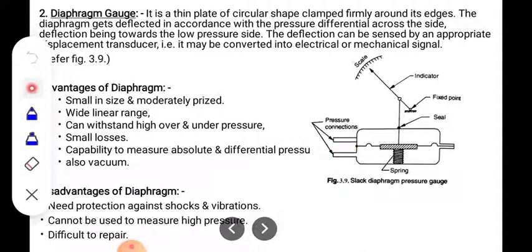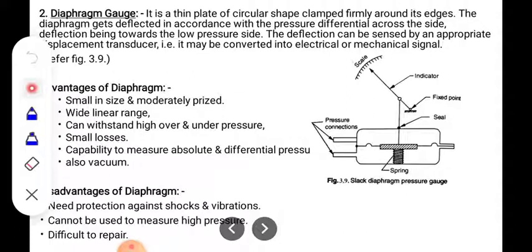The diaphragm gets deflected in accordance with the pressure differential across the side, and the deflection is towards the low pressure side. The deflection can be sensed by an appropriate displacement transducer. So here the spring and the diaphragm plate will act as a displacement transducer, and it may be converted into electrical or mechanical signals. Mechanical signals means, by using the linkage, it will show some circular deflection on the calibrated scale, so that's why it is known as a mechanical signal.